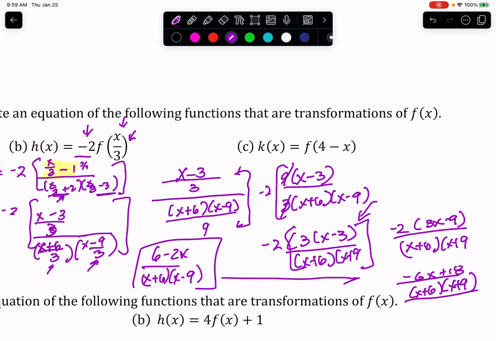I always doubt myself, though, when these things come up, because I'm like, wait, I think I did the algebra right. I'm the teacher, but sometimes I make mistakes. All right, so there you go.